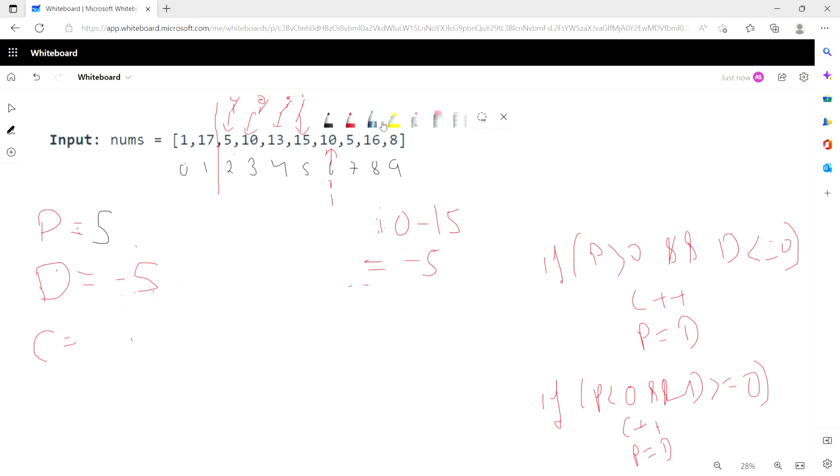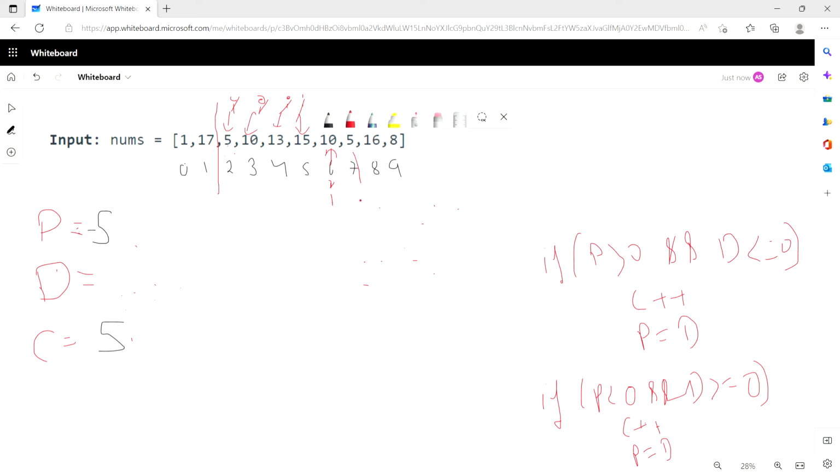So the count will become 5, right? Yeah, so the count will become 5, and the previous value will become the current difference, so it will become minus 5. Okay, sorted. So next, come to the next iteration.